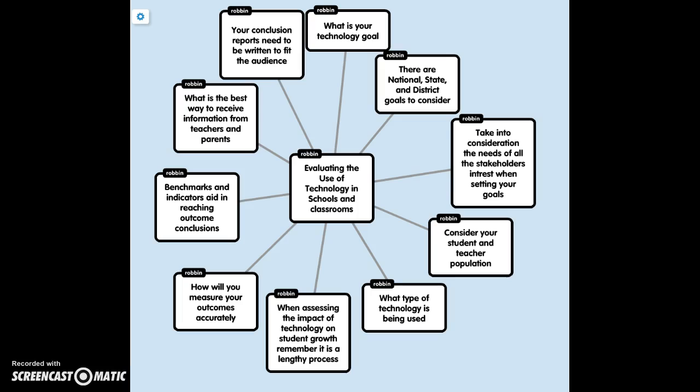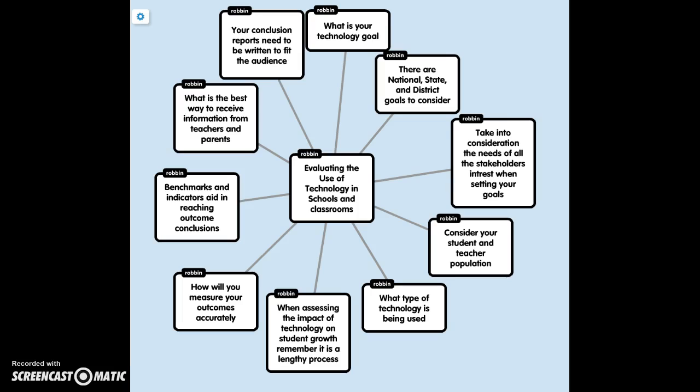Also, you need to think about your student and your teacher population. Are they familiar with technology? Are you testing the low-income student population? Are they high achievers? Are they low achievers? Just what exactly are you needing to put in place for them to reach a goal? What type of technology are you looking at that's going to be used? Just what exactly do you want to accomplish? You have to know all this ahead of time.